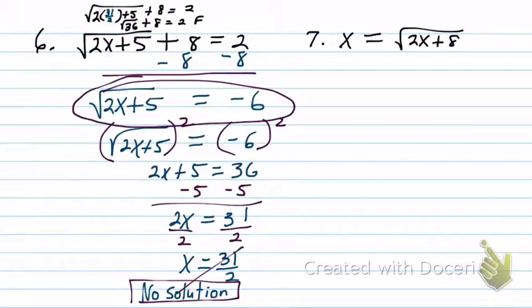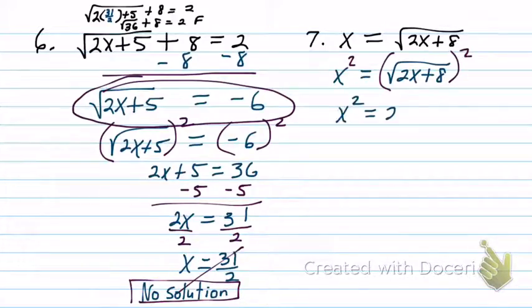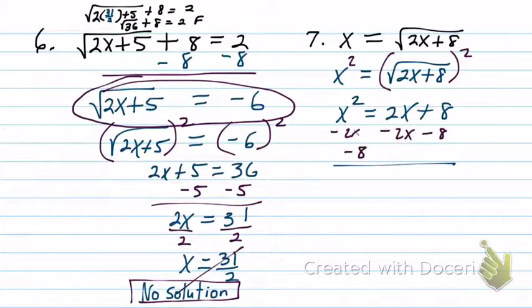Now, on numbers 5 and 6, you could tell very early that there was no solution. A lot of times you'll have a situation like we have here on number 7. So notice here we've got the radical by itself, so we can go ahead and square both sides. And so we're going to get x squared equals 2x plus 8. So this is a quadratic equation. Let's get 0 on one side, everything else on the other. So I'm going to subtract 2x and 8 from both sides. I get x squared minus 2x minus 8 equals 0.